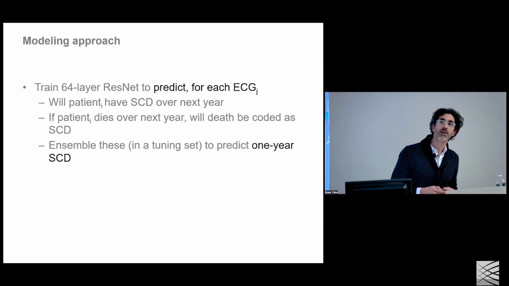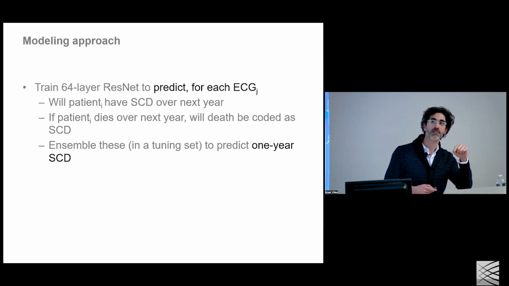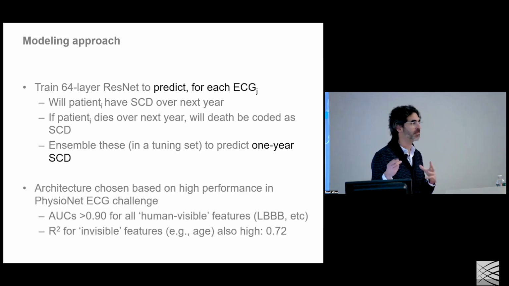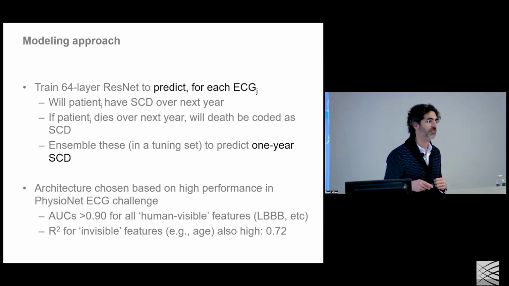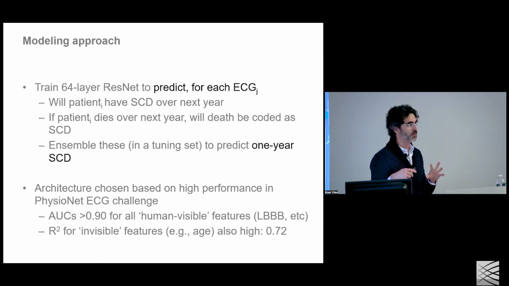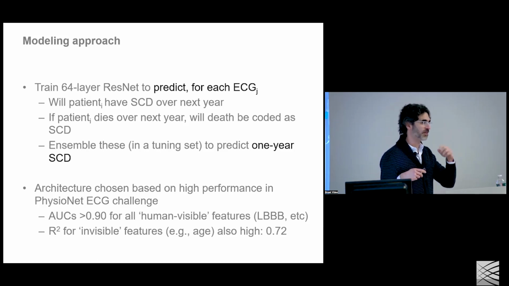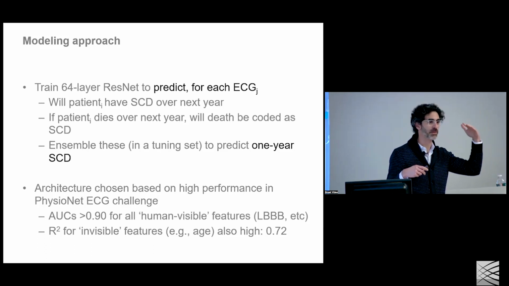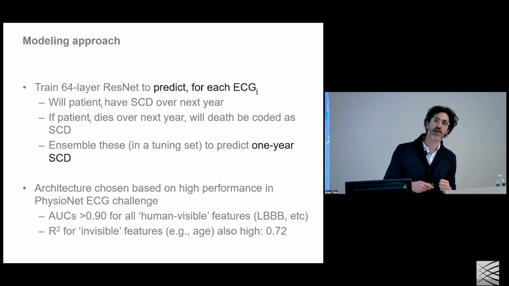So the approach is we take each electrocardiogram and we train a ResNet that was basically inspired by the things that do well in the PhysioNet challenge. There are these challenges for predicting different human-visible features, and we shamelessly steal from the things that do well there. We train a model that gets us in the top 3 or 5 of the people entering that challenge, and we just use that.